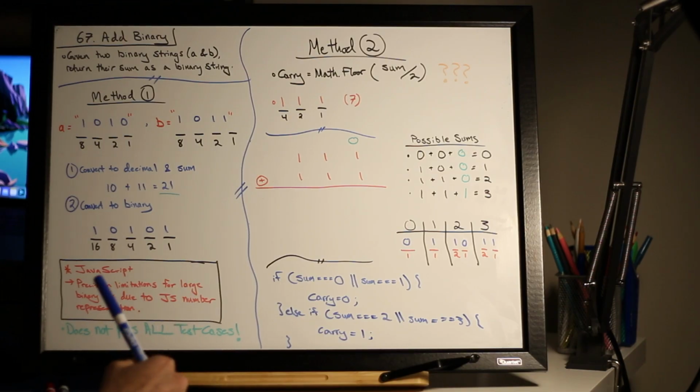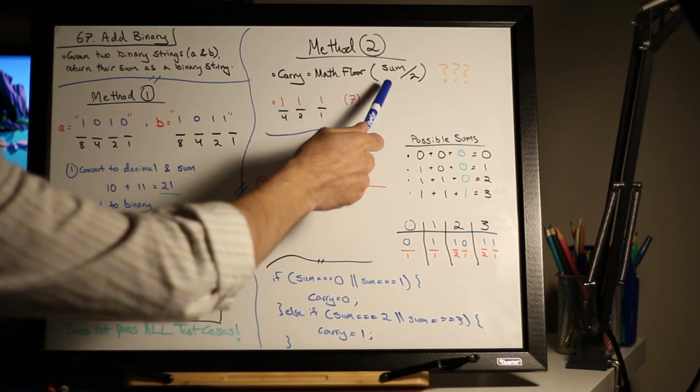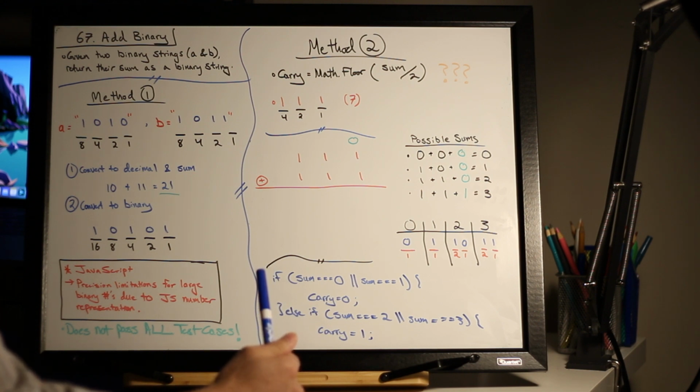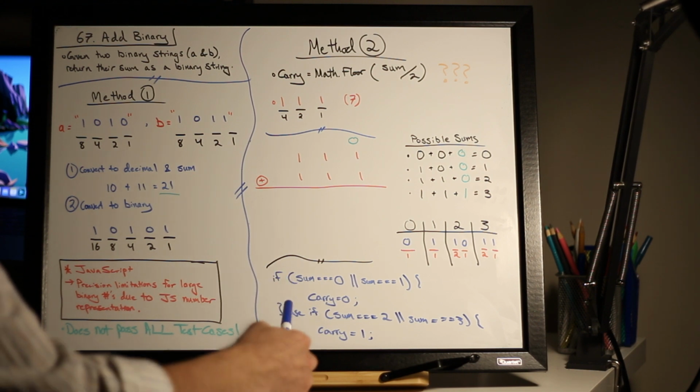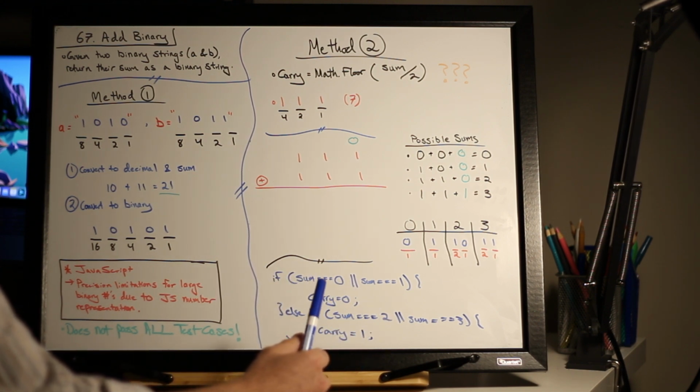Before I wrap up this video, I just wanted to touch on the carry variable one more time. I understand that the math.floor and dividing the sum by 2 isn't exactly intuitive, so I wanted to make it a bit more clear or come up with a different way of finding the carry.